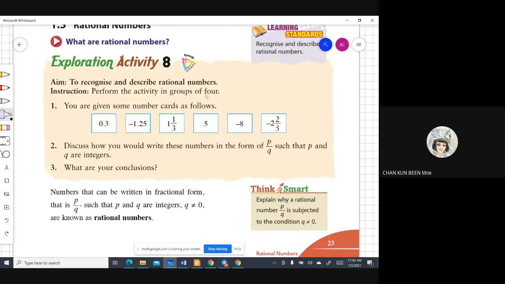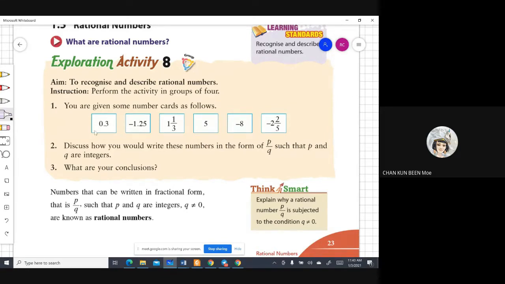We can't do that right now, so I'm just going to go through everything with you. You are given some number cards as follows: 0.3, negative 1.25, 1 and 1/3, 5, negative 8, negative 2 2/5. They ask you to discuss how you will write these numbers in the form of P over Q, such that P and Q are integers, and then what your conclusion is.